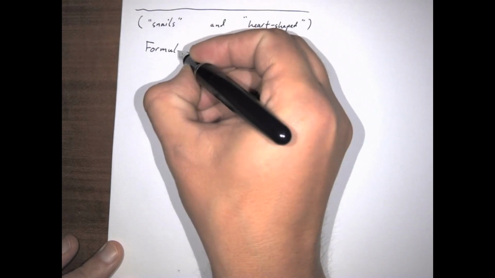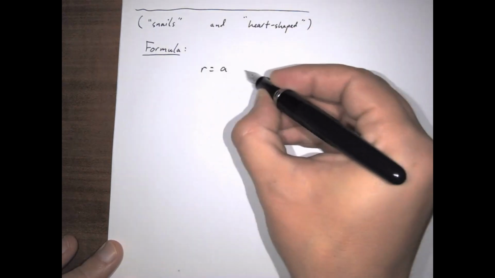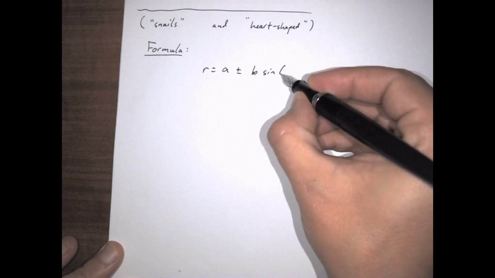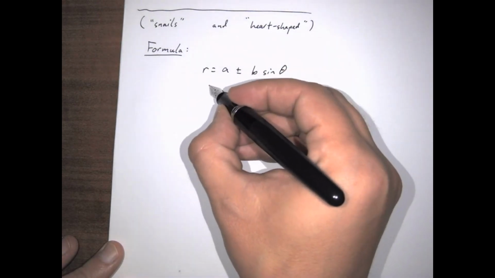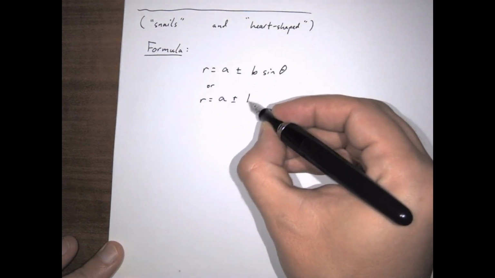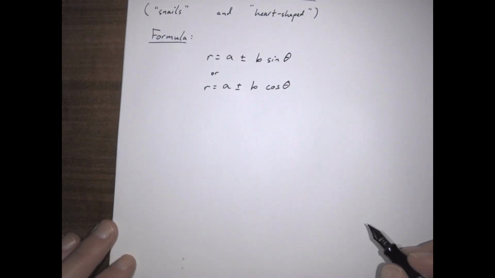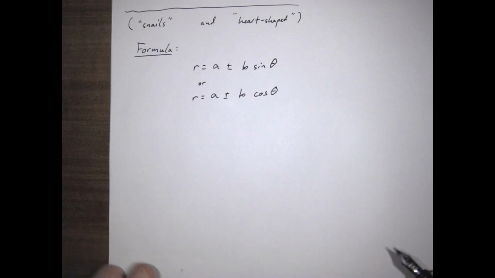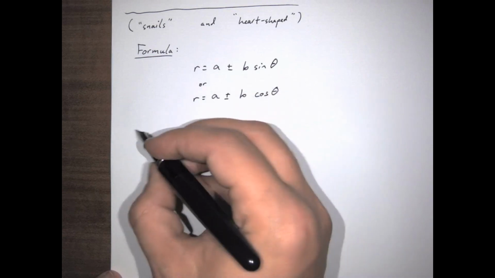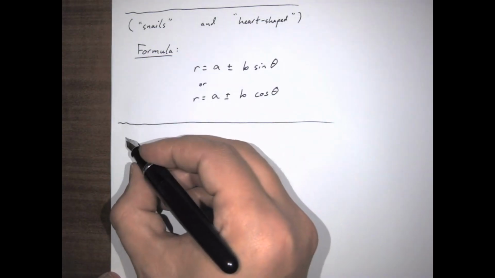The formula for this whole family of curves is something of the form r equals a plus or minus b sine theta or cosine theta. And it's the values of the a and the b that will determine which of the shapes it will be. And it's whether it's plus, minus, sine, or cosine that will determine the orientation of it. So let's just look at how this would go.